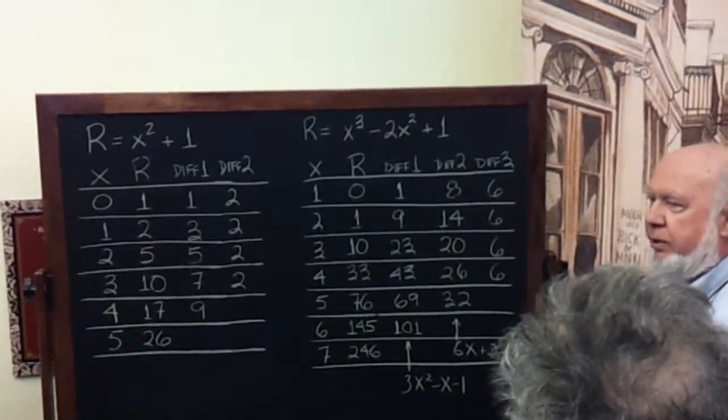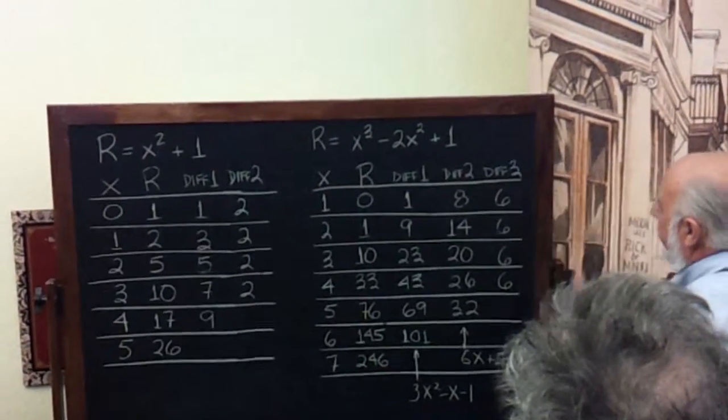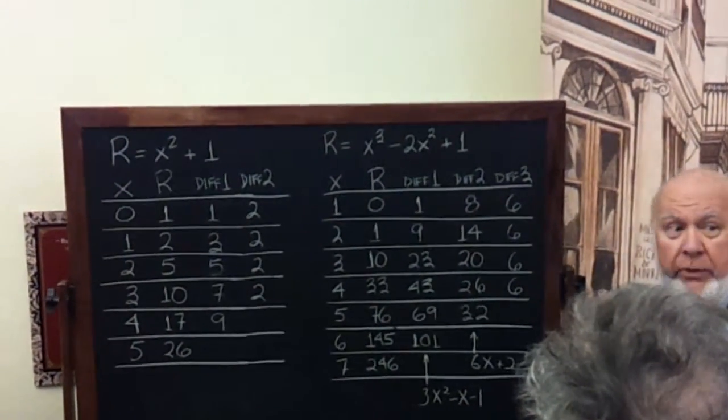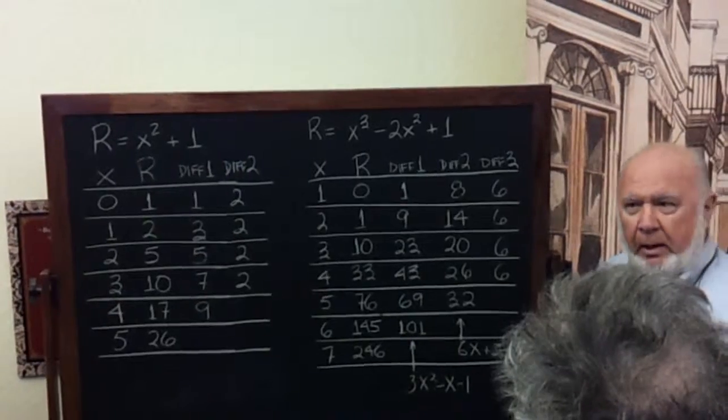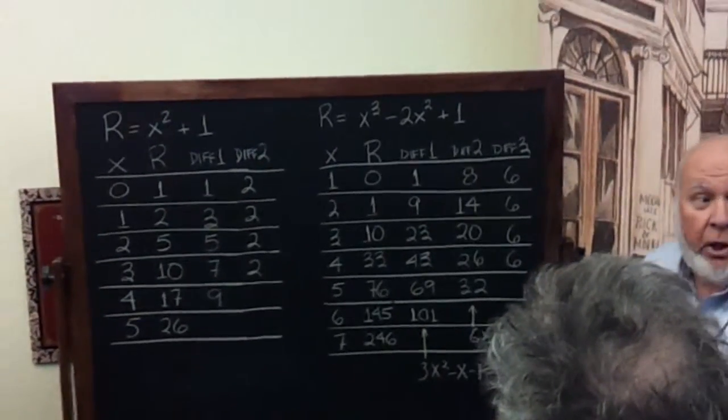Take 6 from 6, you get 0. Okay, so the diff 4 column over here would be 0. And everything to the right of that would be 0. So now we've completed the table. This is called the difference table.